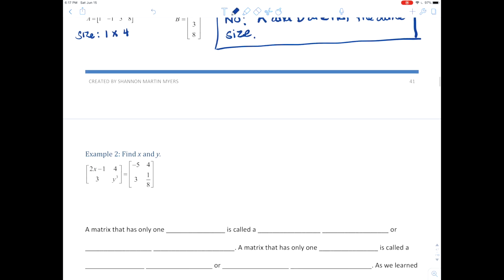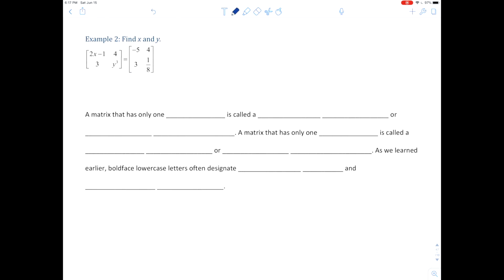Now let's take a look at example 2. We want to find x and y. We will use matrix equality to solve for the unknown values. Groovy? All right, so here we go. First, check the size. Do you see that the matrix on the left side has dimension 2 by 2, as does the matrix on the right side?